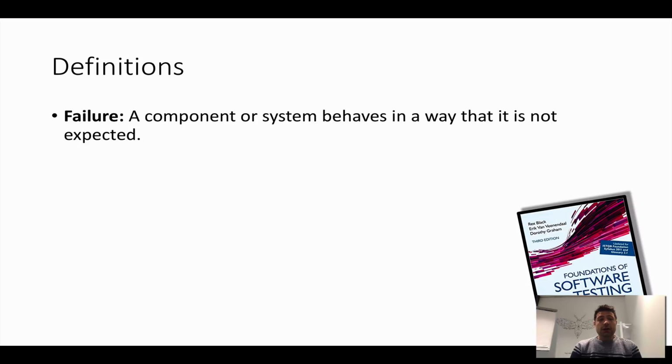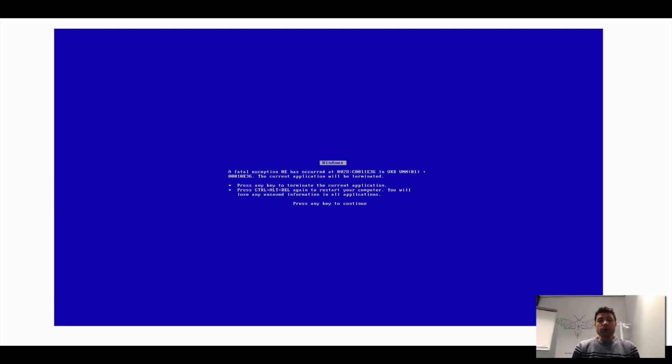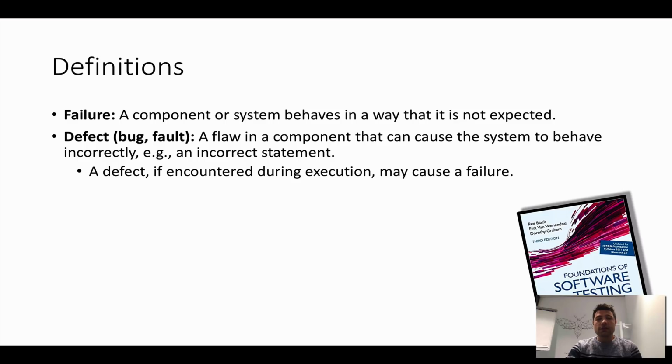So a failure is when the software behaves in a way that we were not expecting it to behave. For example, when you have the blue screen in Windows, this is a failure. We were not expecting this, but this was what the software did. So this is a failure. It's more from the external perspective, right?